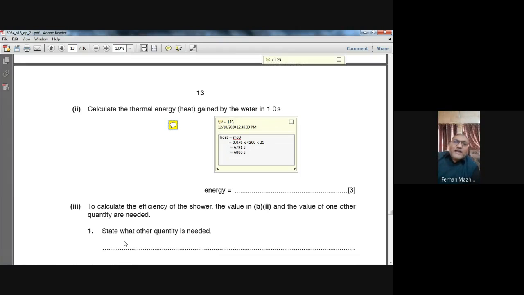Do you understand this numerical? Yes, sir. Next part. Okay, so we are moving to the next question, next part, I mean.